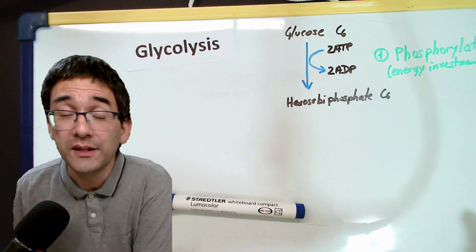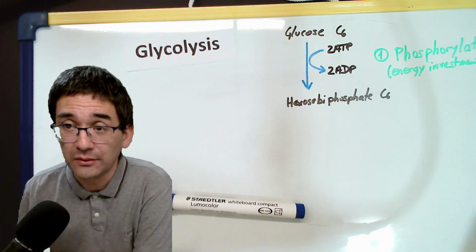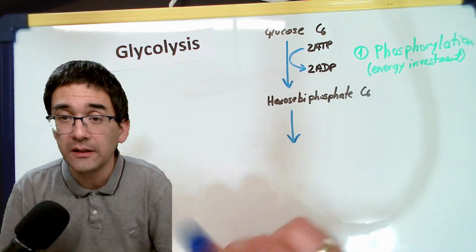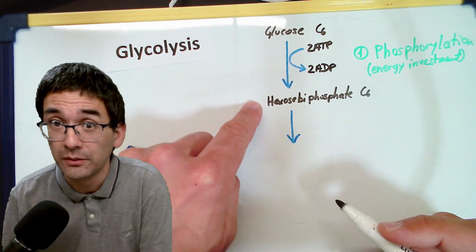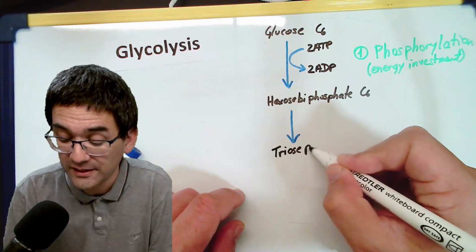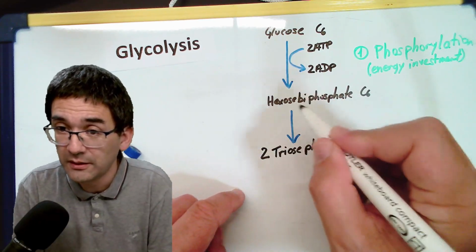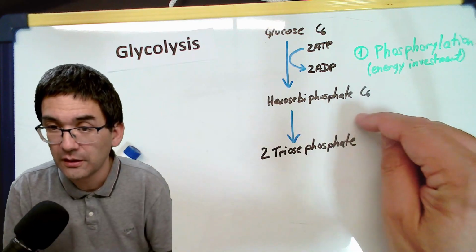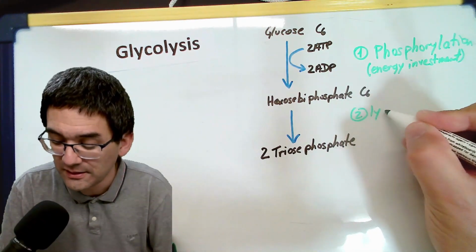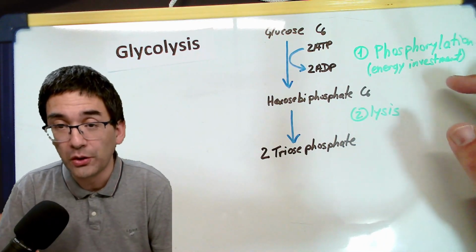And as a consequence, the hexose biphosphate is now going to split in half. And this is now the lysis part. So we are going to make another arrow over here, and we're making two molecules now, because when we split this hexose biphosphate in part, we get two molecules. These are known as triose phosphates, and two of them. When we split it in half, we get two parts. And this stage is known as lysis. So number 2, lysis. The lysis part is now the splitting, and it is possible because we made it unstable first.